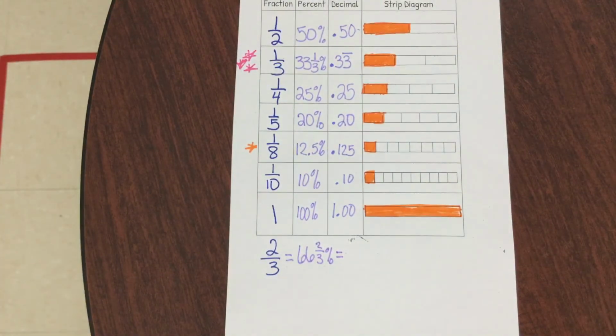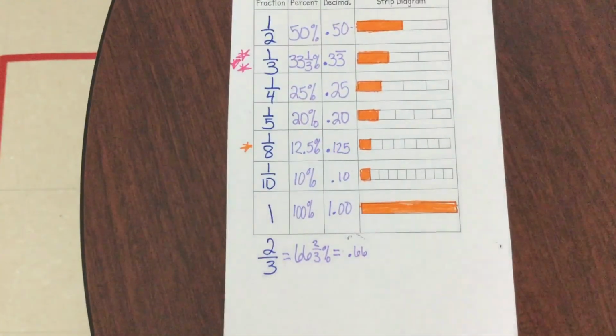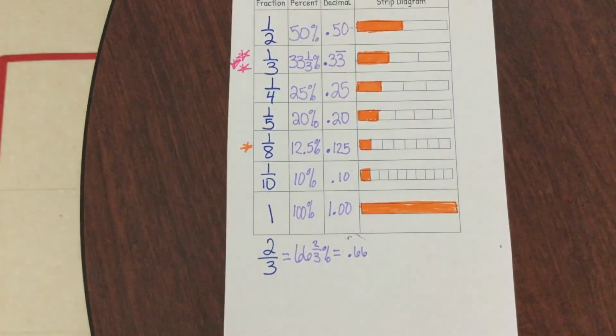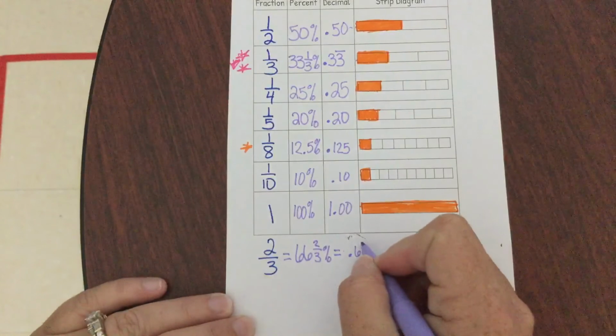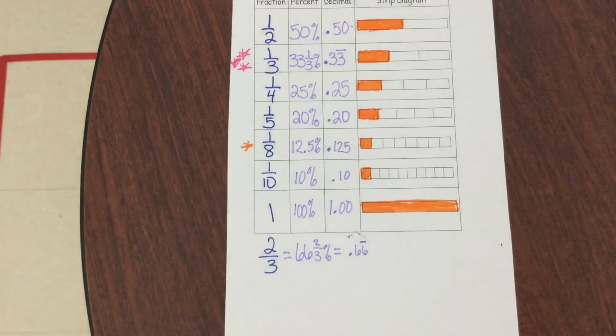Now, what would my repeating decimal look like? Ooh. 0.66, just like that? With the line over it. Very good. Because if I left it like that, would it be right? No, because I still have to put the repeating sign on top of it. All right, so that's our benchmark fractions. That's it. Good to go. We're going to glue this into our journal.